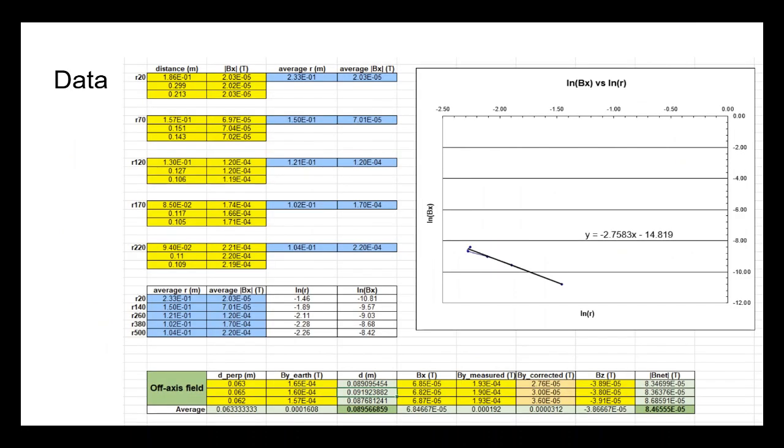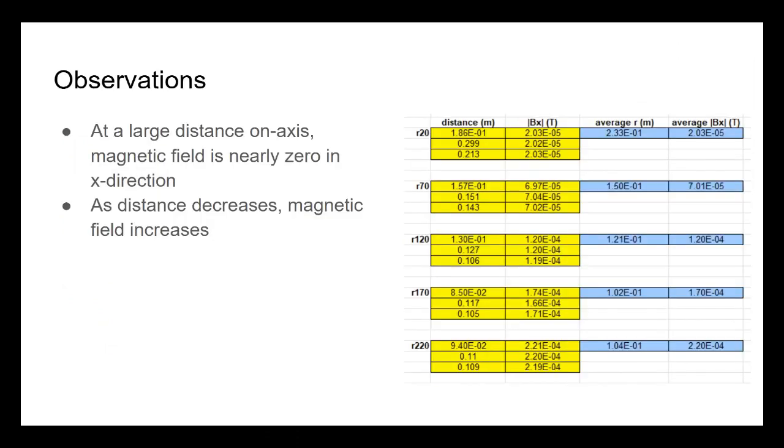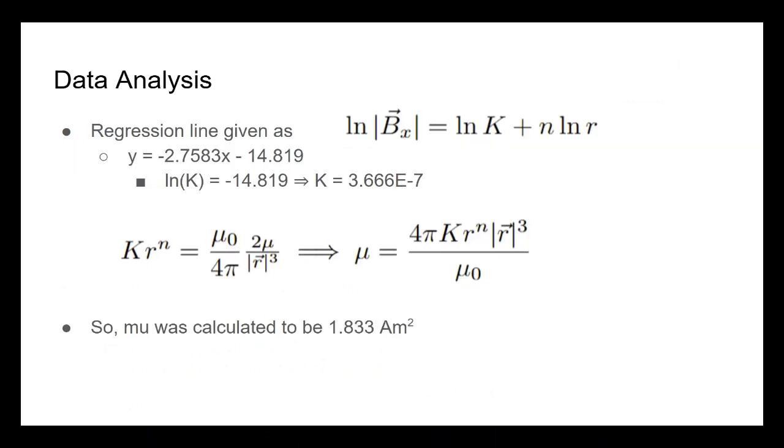So this is just some quick data. We notice a linear correlation between the magnetic field and the distance when we took the natural log of both. And then just as some quick observations, at a large distance on axis, the magnetic field was nearly 0 in the x direction, but as distance decreased, the magnetic field increased. So just as some data analysis, we were given the regression line with a slope and a y-intercept. We took that y-intercept, which is the natural log of k, and then we produced a k based off of that, which we then used to calculate mu, our magnetic dipole moment, which was 1.8 ampere meters squared.